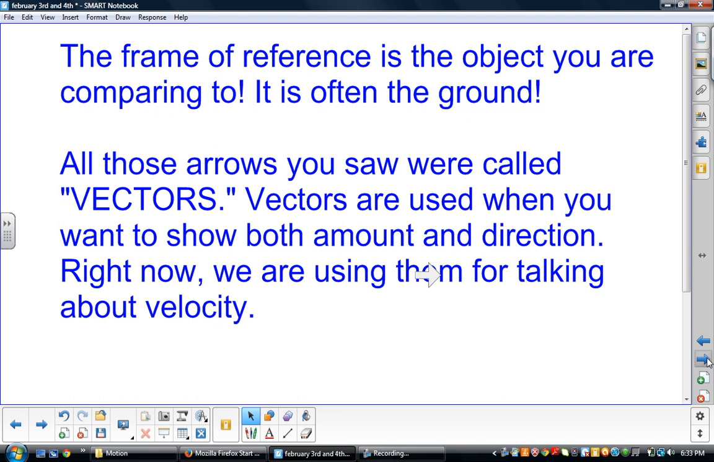So, say you're solving a problem about a horse, and the horse is running, and the question tells you how far it's running and how long it takes to get there, and it asks you the speed. You just assume that the reference object is the ground.